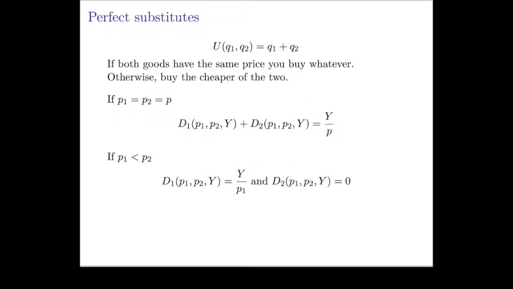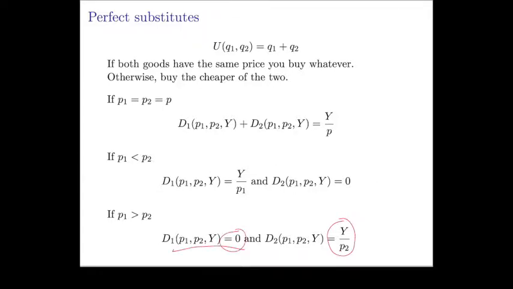However, if P1 is lower than P2, then I'm only going to buy good 1. So I'm going to spend all my money on good 1. I'm not going to buy any of good 2. On the other hand, if the price of good 1 is greater than the price of good 2, then I'm only going to buy good 2, and I'm not going to buy any of good 1.